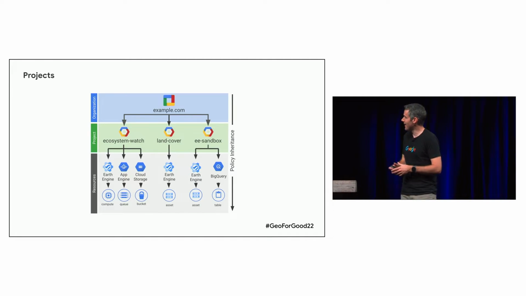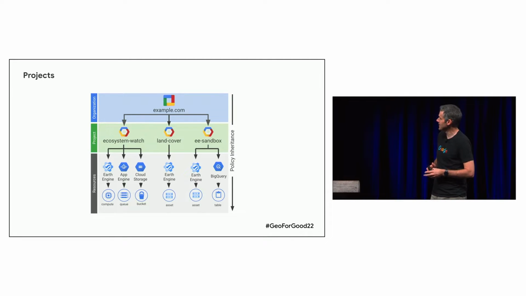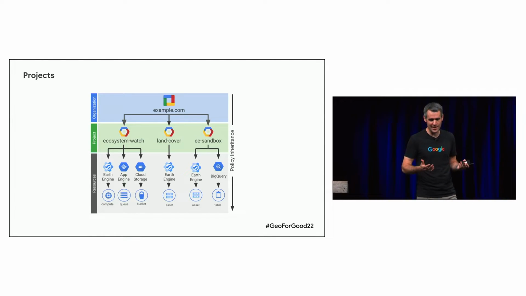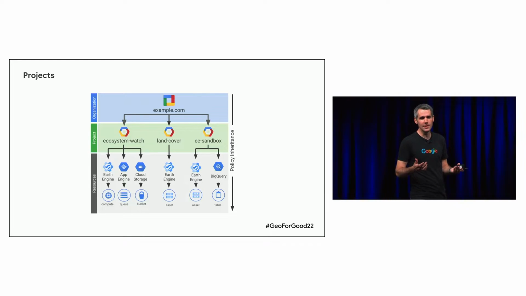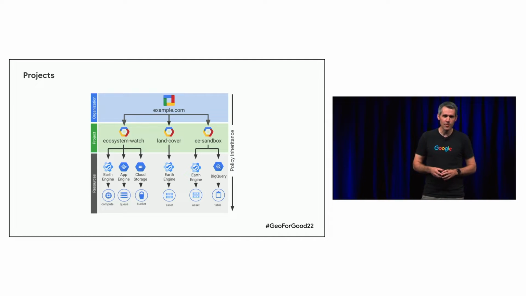So this is what a cloud project and a hierarchy may look like. You can work for example.com, and you have 3 different cloud projects for your 3 different operations or projects. You have Ecosystem Watch, because everyone's interested in watching ecosystems these days. And within that, you have Earth Engine enabled, App Engine, and Cloud Storage, and you can use them for different things.